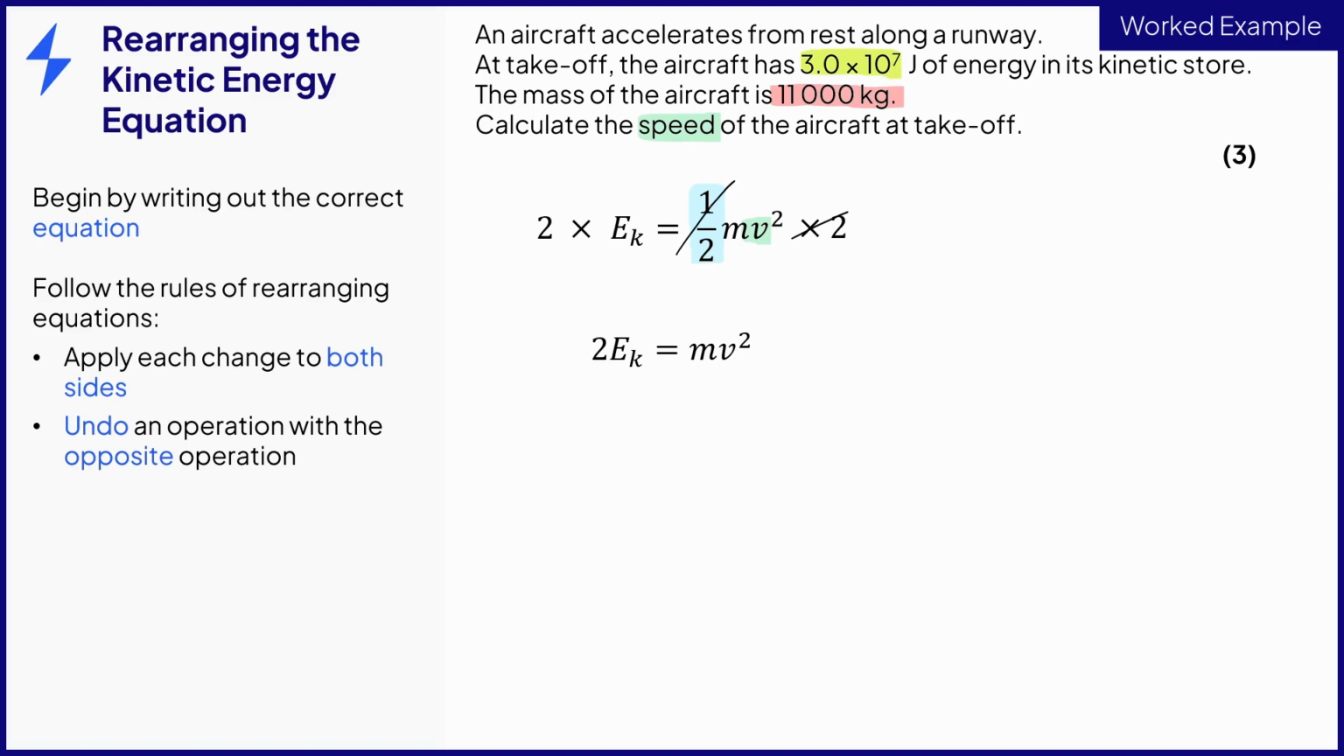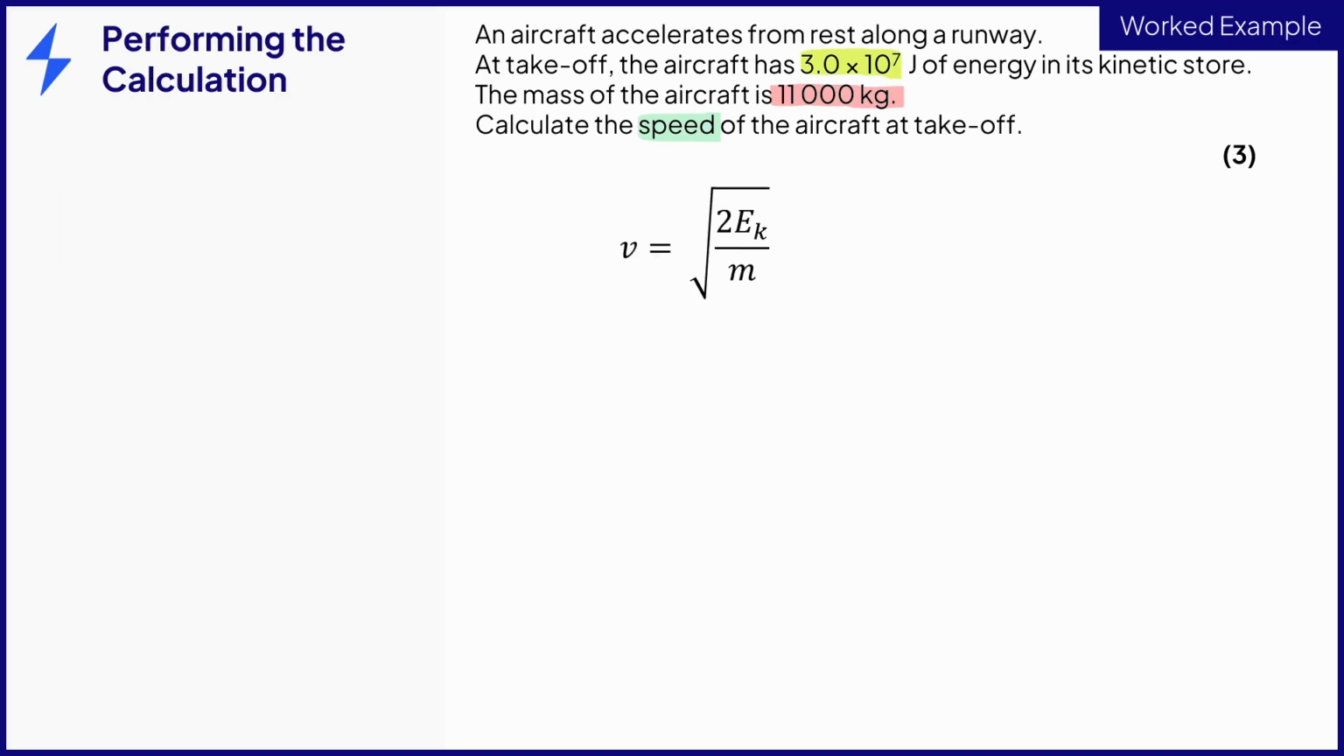The next thing we need to do is cancel out this m. V squared is multiplied by m, so we divide both sides by m. These m's cancel out, leaving v squared is equal to 2 times the kinetic energy divided by m. Now that we have v on its own, we need to unsquare it. We do that by square rooting both sides, which leaves us with v is equal to the square root of 2 times kinetic energy divided by m. So here is our equation.